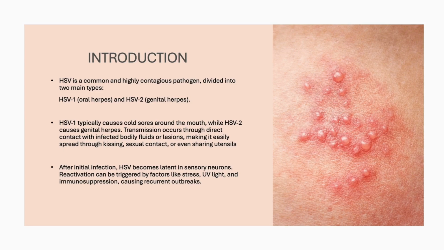Transmission occurs through direct contact with infected bodily fluids or lesions, making it easily spread through kissing, sexual contact, or even sharing utensils. After initial infection, HSV becomes latent in sensory neurons. Reactivation can be triggered by factors like stress, UV light, and immunosuppression, causing recurrent outbreaks.